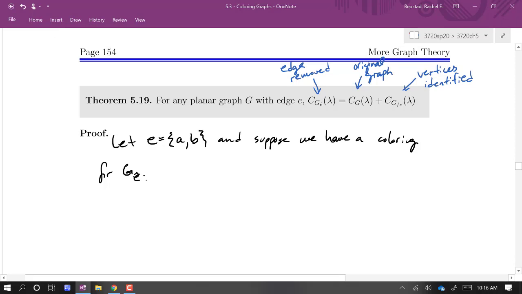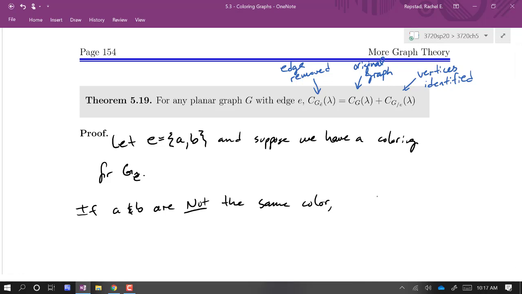Now, if these vertices A and B, which remain in G sub E hat, right? So G sub E hat does not have that edge drawn between A and B, but it does have both vertices. So if A and B are not the same color, then that means this is also a coloring for G, right? G is what we get if we take G sub E hat and just put the edge back. So if A and B are not the same color, then if I draw that edge connecting them, it's still a coloring for G.